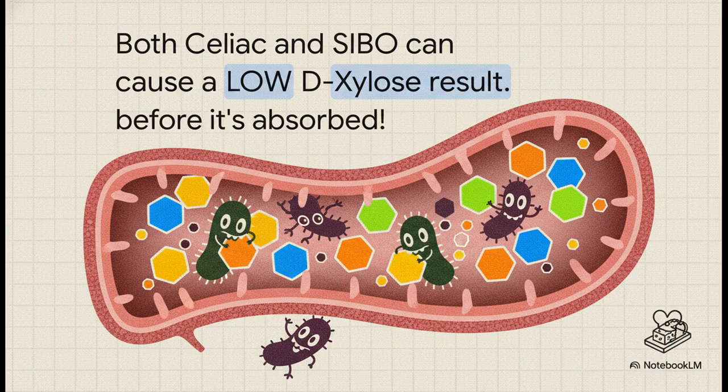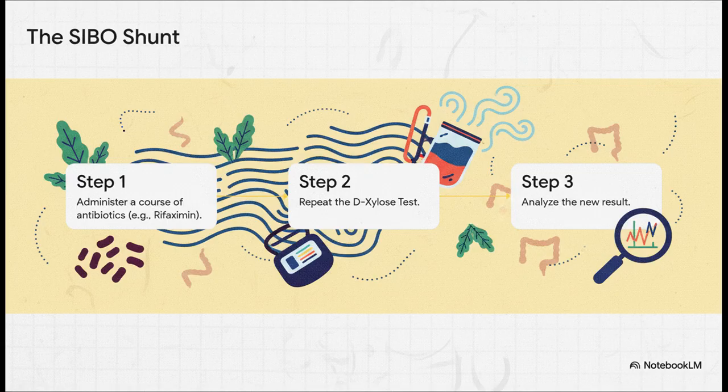And you have to ask why, right? Well, in SIBO, those overgrown bacteria in the small intestine, they are literally eating the D-Xylose sugar before your body even gets a chance to absorb it. So the wall could be perfectly fine, but the test result looks exactly like a damaged wall. It's a perfect mimic. So how do you figure out what's really going on without sticking a scope down there?